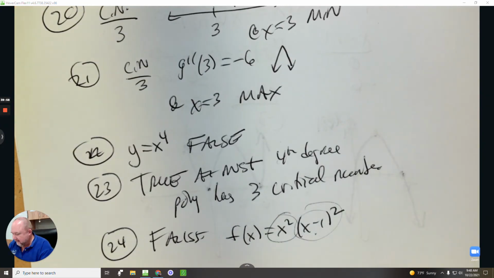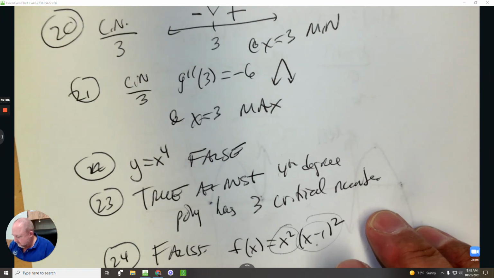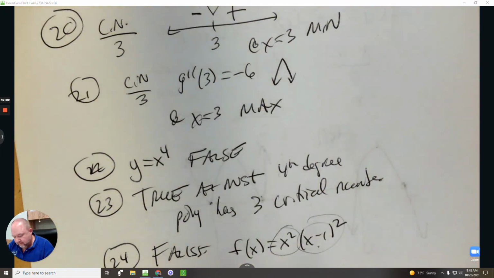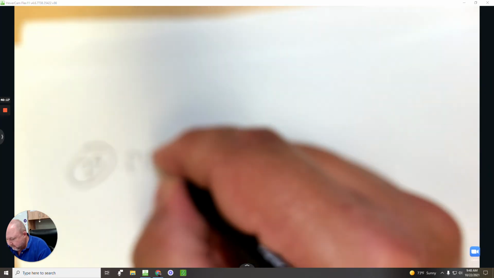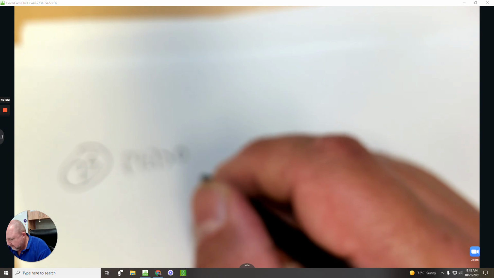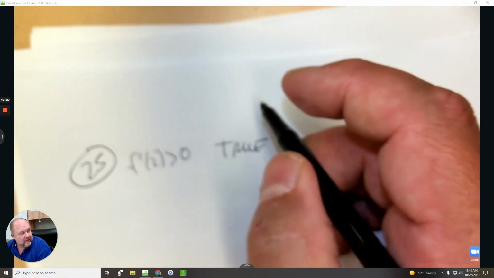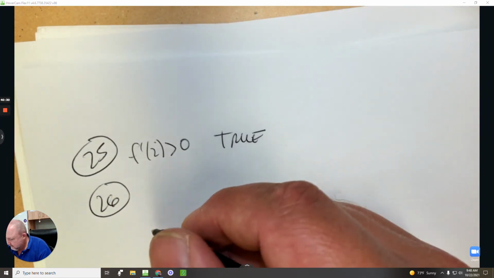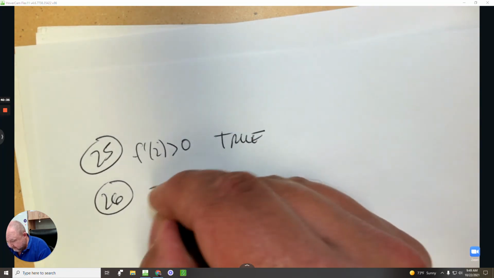25. Oh, these are still true-false questions. We're almost there. If the first derivative at 2 is positive, then f is increasing when x equals 2. That's true. That's what it means. 26. If a function is increasing at 2, then the derivative is greater than 0. That's true. That's what it means.